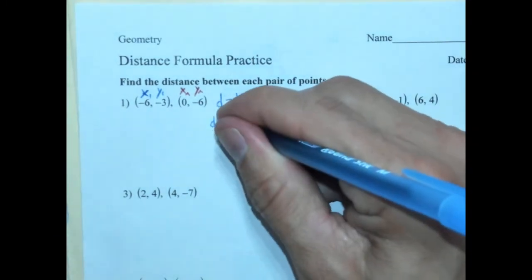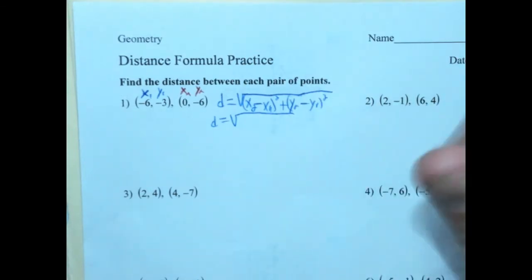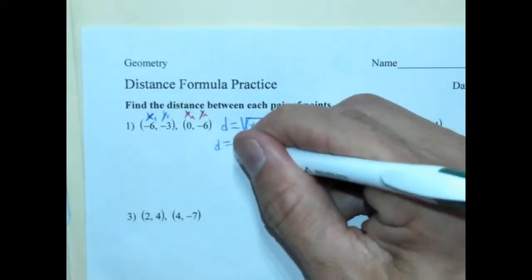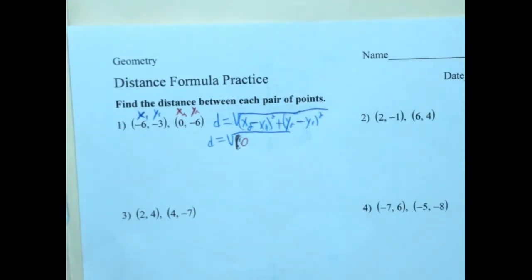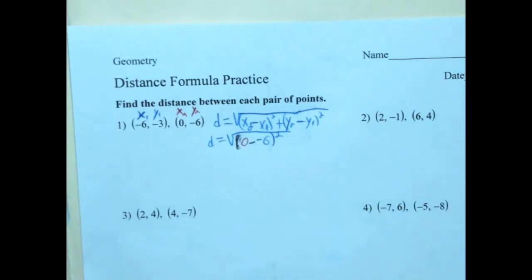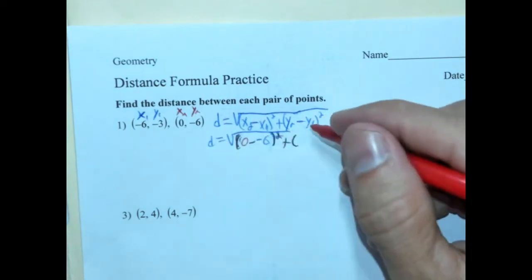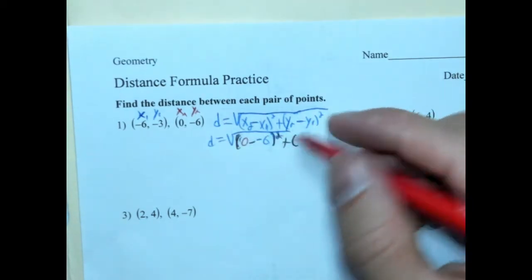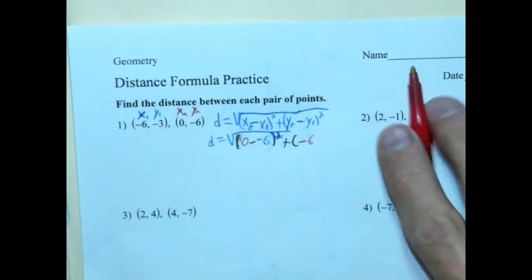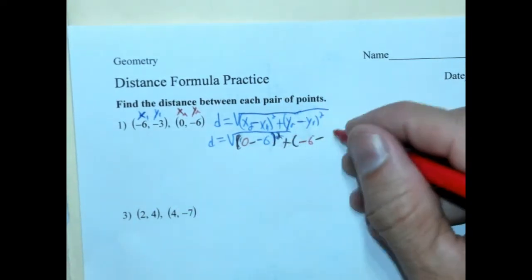So d equals the square root of x sub 2, which is going to be our 0. I'm actually going to do this color-coded the first one, just because I think it'll be a little easier to follow possibly. So x sub 2 is 0. And minus, our x sub 1 is negative 6. Oh good, we have a double negative already. Cool. That's a good thing to have, actually. And then plus, our y sub 2 is going to be negative 6, and then minus our y sub 1, which is negative 3.